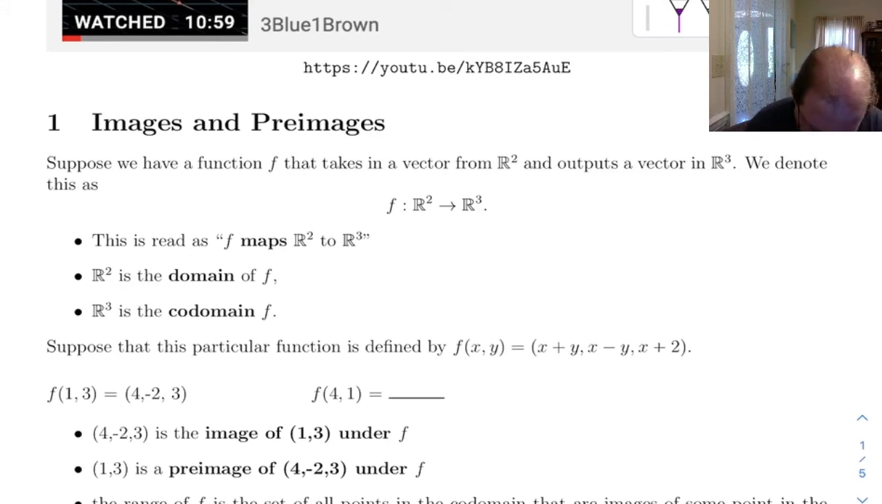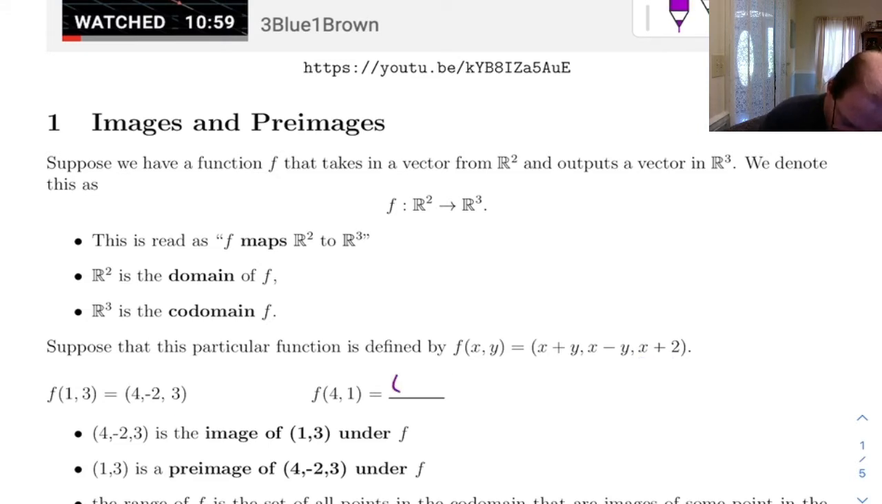So suppose that this particular f is given to us by this down here: f of x, y equals x plus y, x minus y, and x plus 2. To do f of 1, 3, the first entry is going to be 1 plus 3, which is 4. The second one is going to be 1 minus 3, which is negative 2. The last one is going to be 1 plus 2, which is 3.